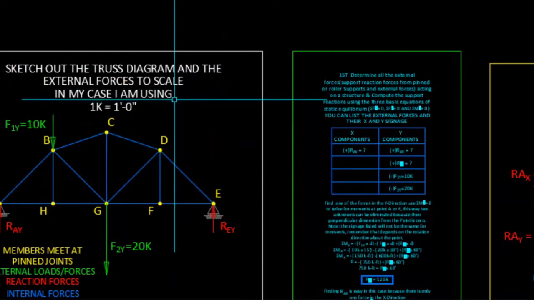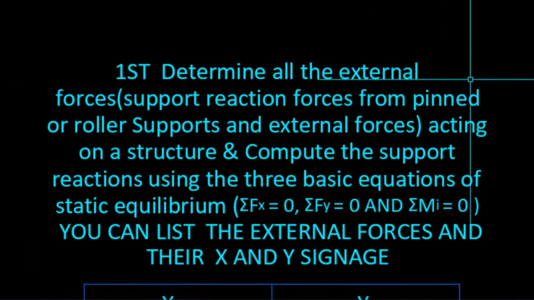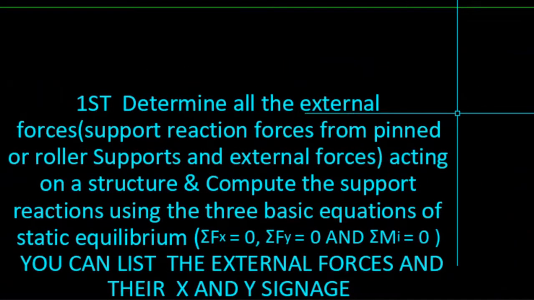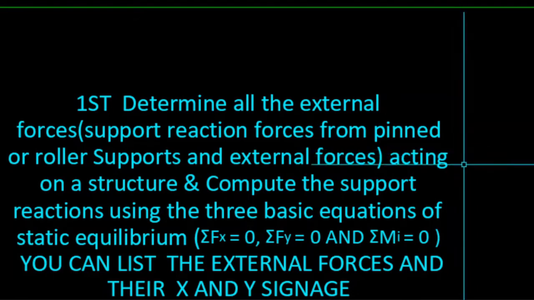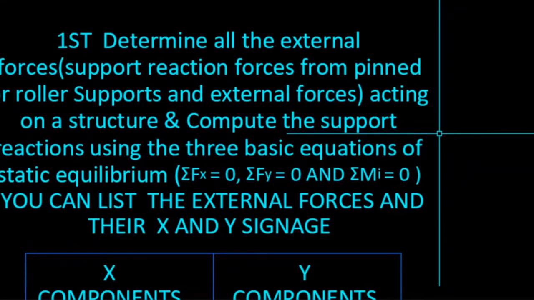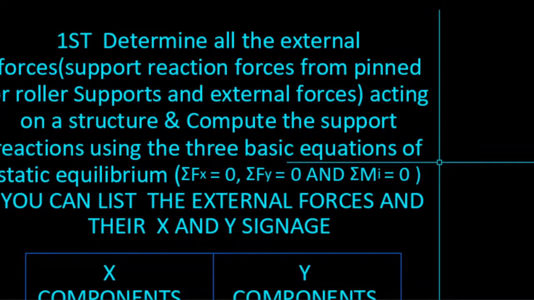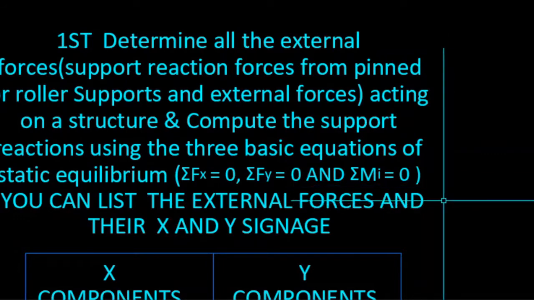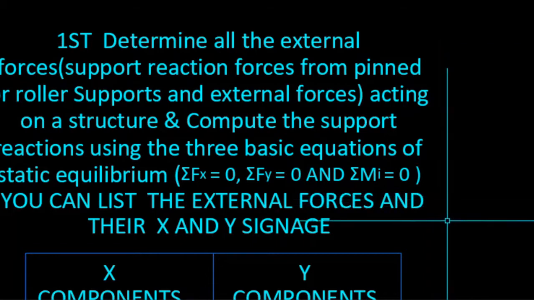So after we've sketched out the truss diagram and the external forces to scale, the next thing is to determine all the external forces or support reaction forces from pinned or roller supports and external forces acting on a structure. We will compute these support reactions using the three basic equations of static equilibrium, which are the sum of forces in the x components equal to 0, the sum of forces in the y components equal to 0, and the sum of moments at any point equal to 0.